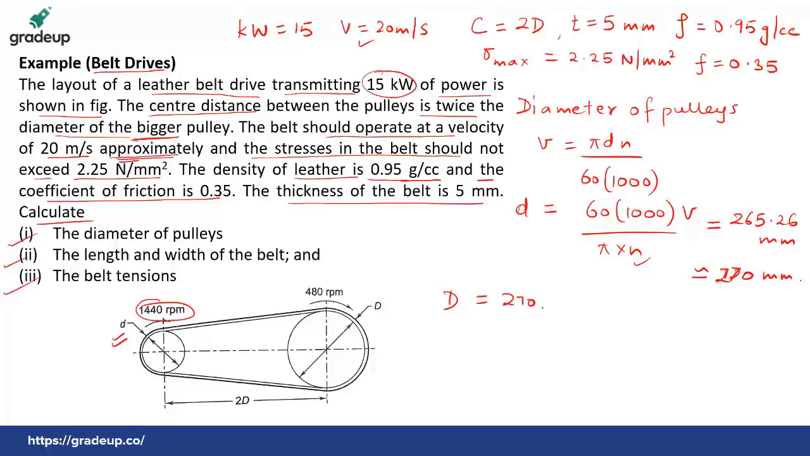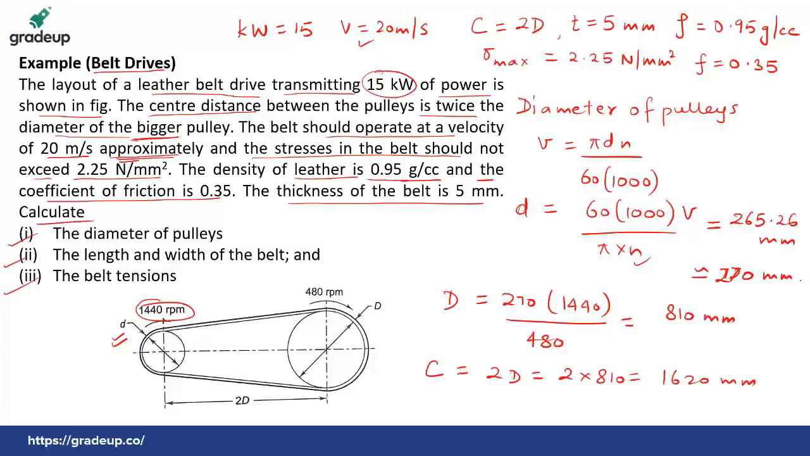Then D we can find out. Because n1 d1 equals n2 d2, so 270 into 1440 upon 480. Using this linear relation we find this value as 810 mm. Now for finding out the belt length, first of all we need to find out c. C is equal to twice of D, twice of 810, which comes out to be 1620 mm.